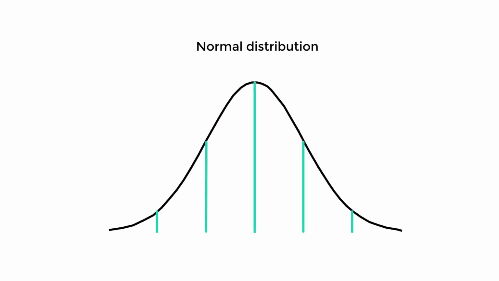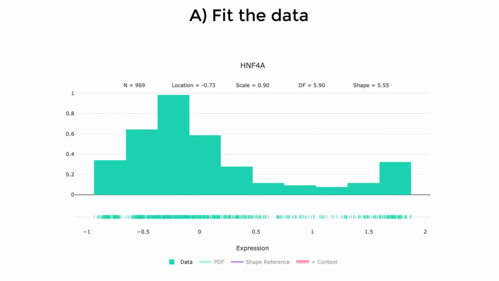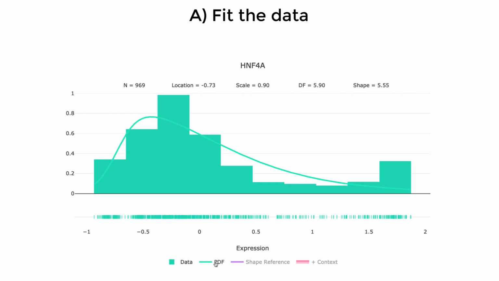For reference, the normal distribution, which you can think of as the boring PDF or the most common PDF, has infinity degrees of freedom and a shape of 0. The skew-t PDF for HNF4A, defined by these 4 values, looks like this. We can see that the skew-t PDF is capturing its large right tail.